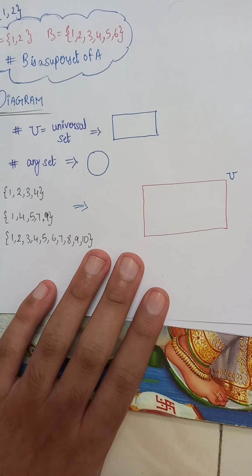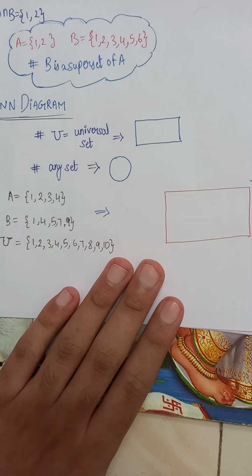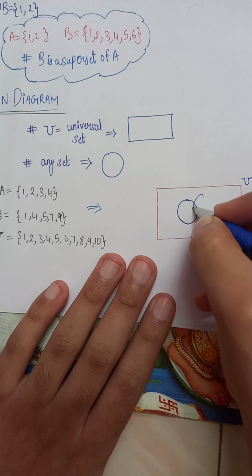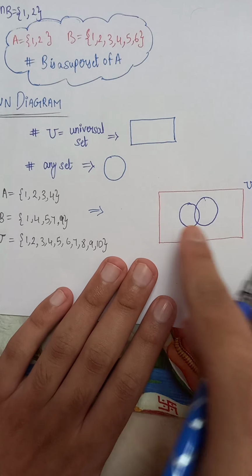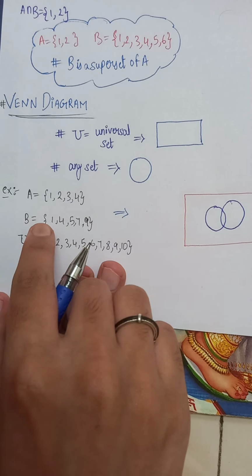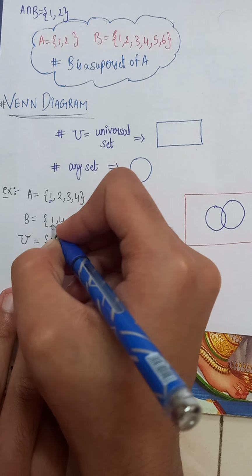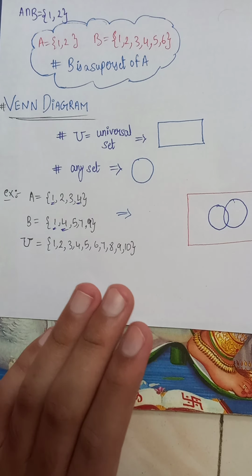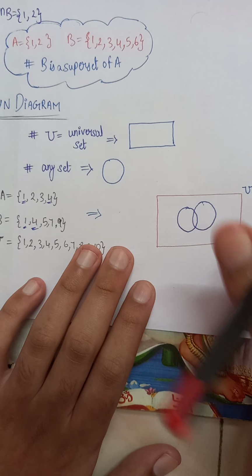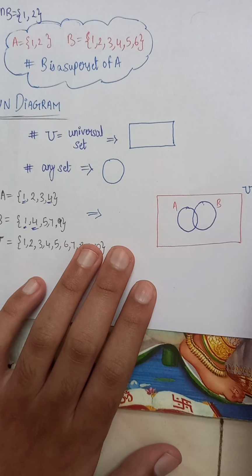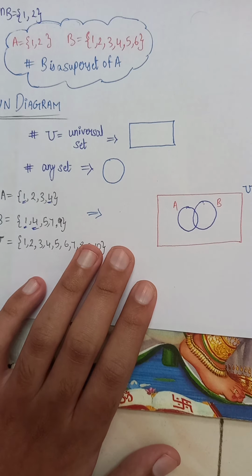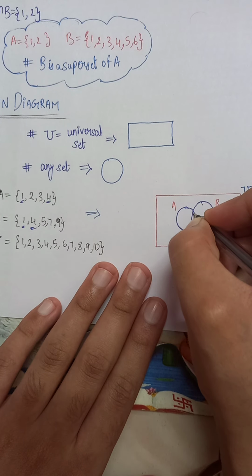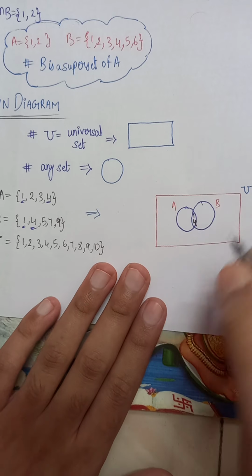Now this is set A and set B. Why am I drawing it like this? Because there are two elements common in A and B, that is 1 and 4. So 1 and 4 are common. This is set A, this is set B. Now let's write the elements. 1 and 4 are common in both A and B, so this is the common part of A and B. So this is 1 and 4.